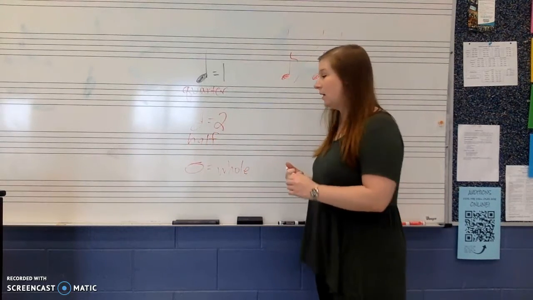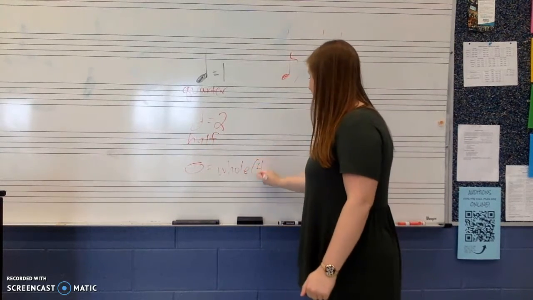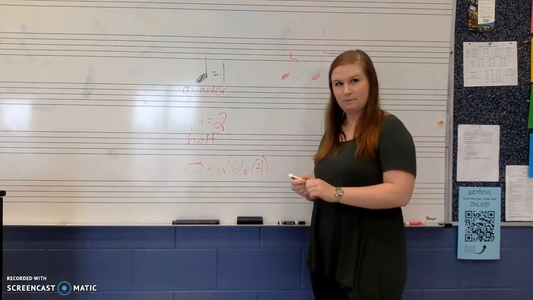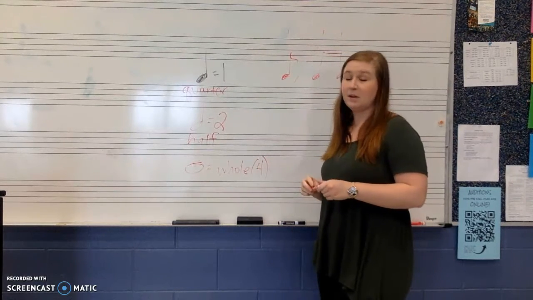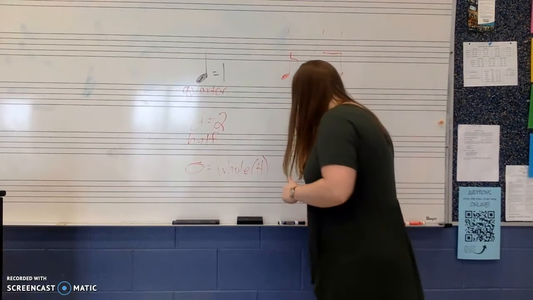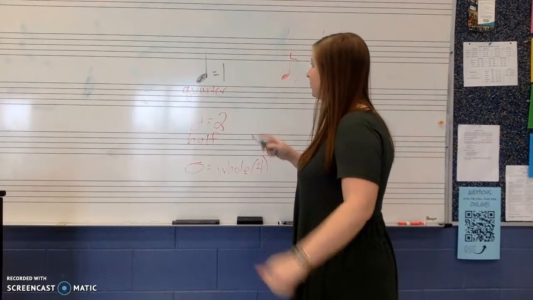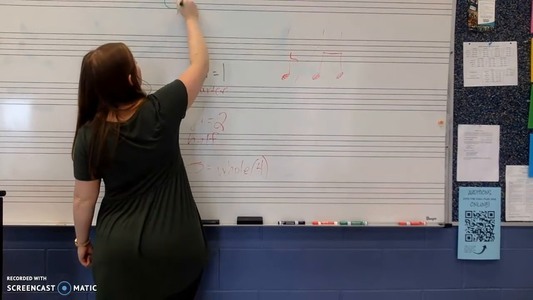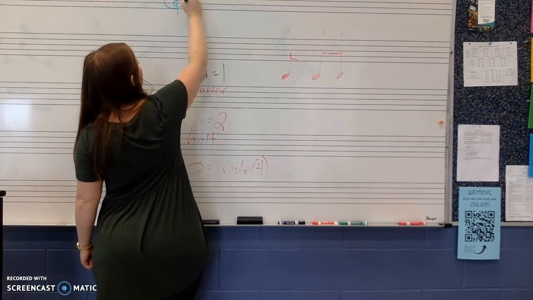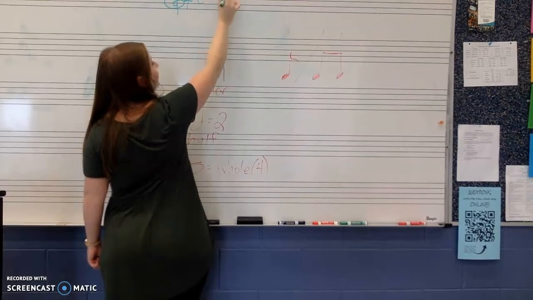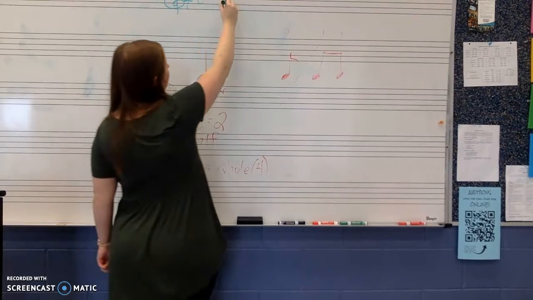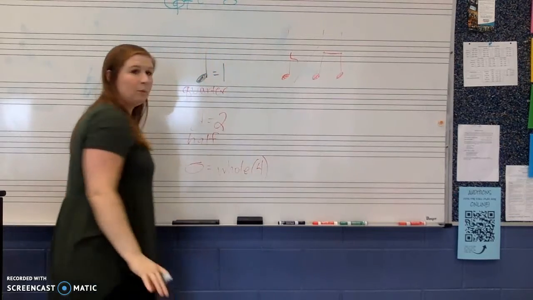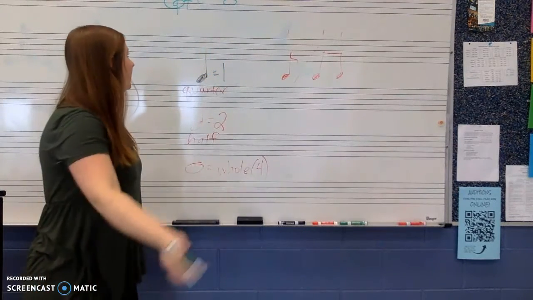Do you know why this is called a whole note? Because it takes up a whole lot of time. It does take up a whole lot of time. It's a whole measure, okay? So if I am writing music in 4/4 or common time, and I draw this, how many beats are left over in the measure?